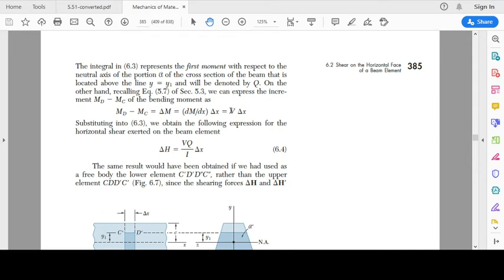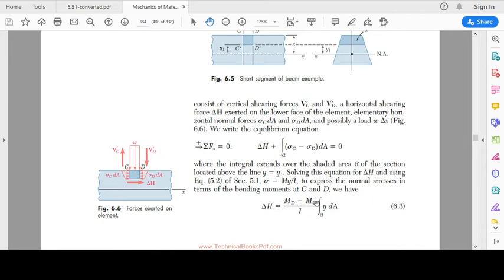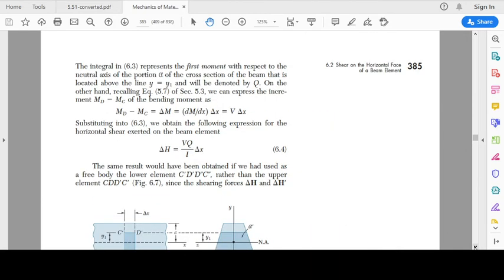V is equal to dM by dx from the load, shear and moment relationships that we studied in chapter 5. So we substitute dM by dx equal to V. So instead of Md minus Mc, we substitute V into delta x. And this integral y dA, we denote with capital Q. So delta H therefore becomes equal to VQ over I into delta x.